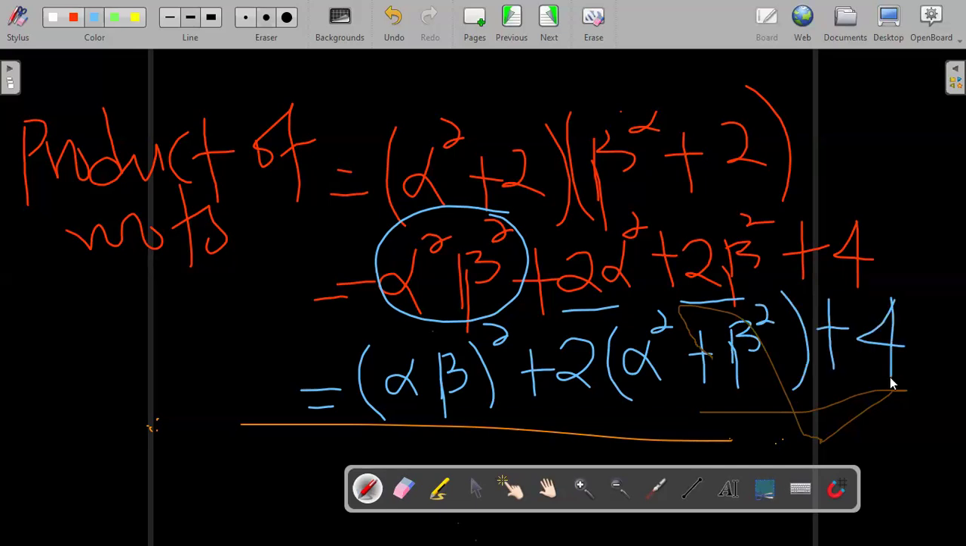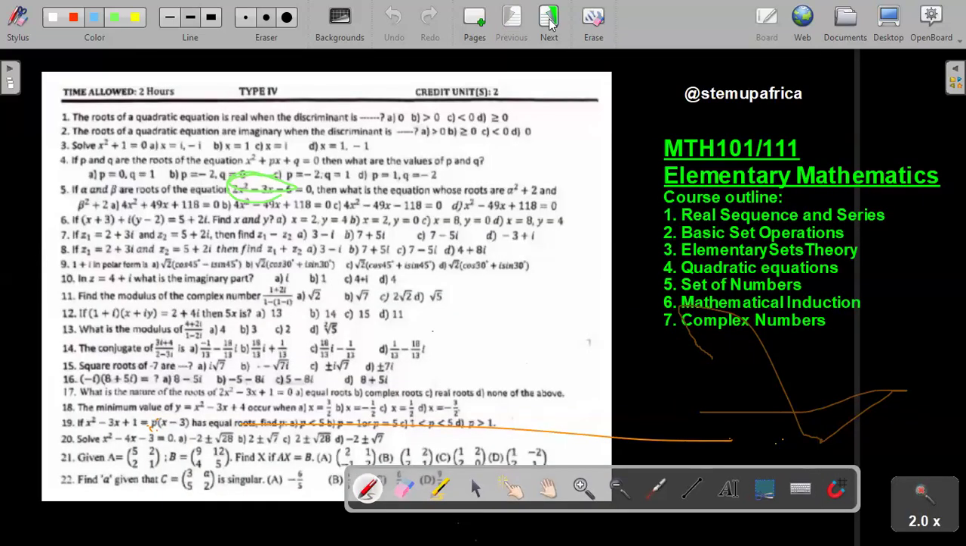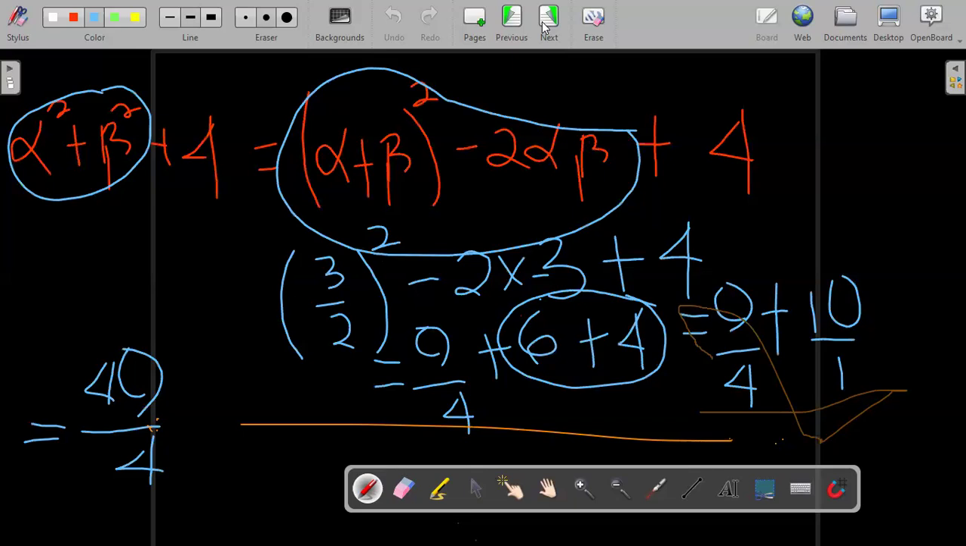But we don't have an expression for alpha squared plus beta squared. So I will express it the way I expressed the previous one for alpha squared and beta squared. Alpha squared and beta squared is this. So I was expressing it as that.